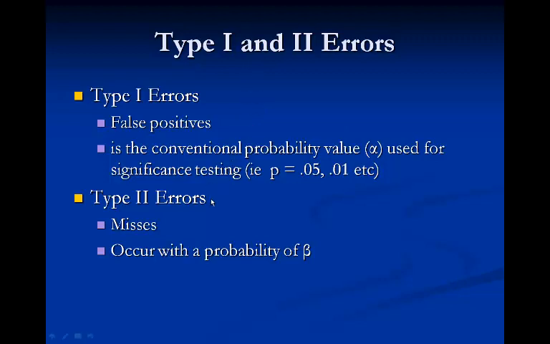The flip side are so-called type 2 errors. These are misses, if you like. This is where there is a real effect. The null hypothesis isn't true, it's false. We should ideally declare the test statistically significant, but we don't. And they occur with a probability of beta.